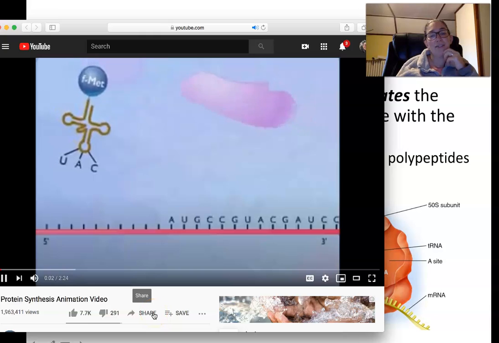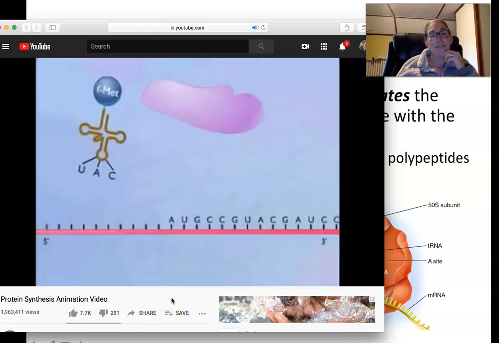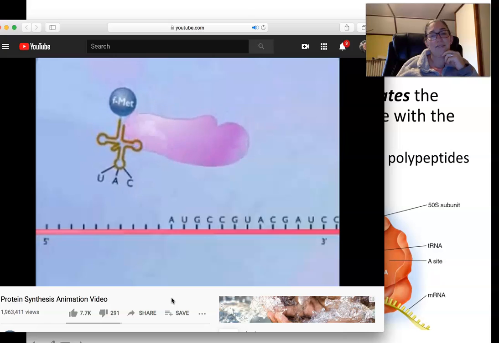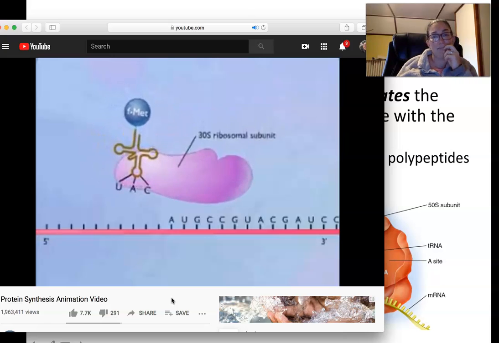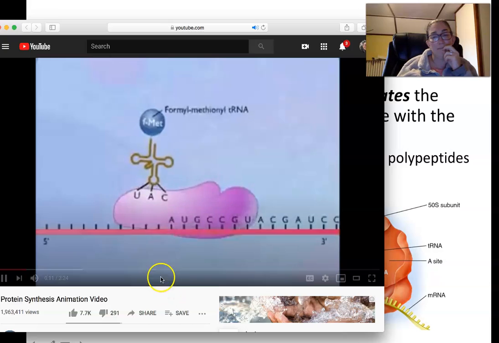In prokaryotic cells, translation is initiated by formation of an initiation complex consisting of the 30S ribosomal subunit, formylmethionine tRNA, and messenger RNA.